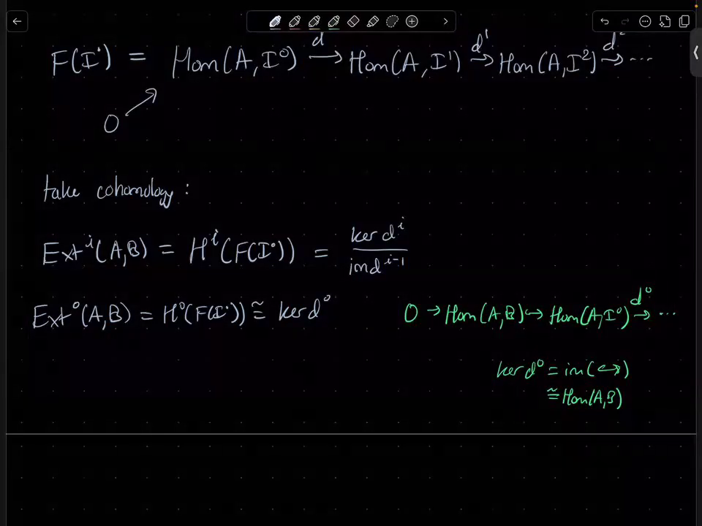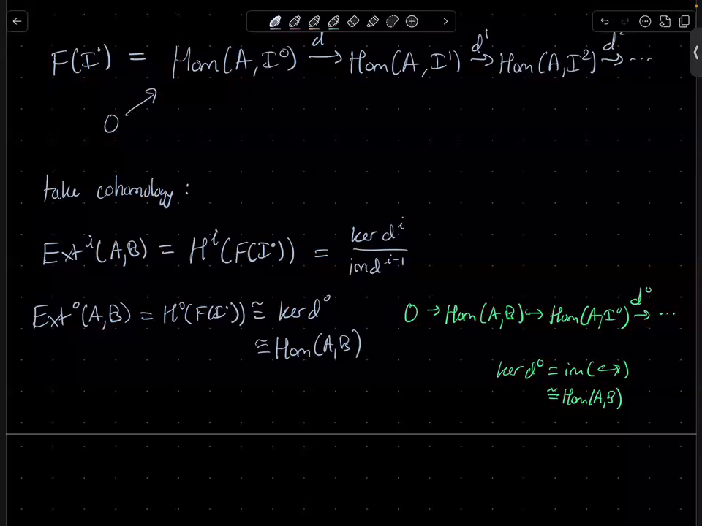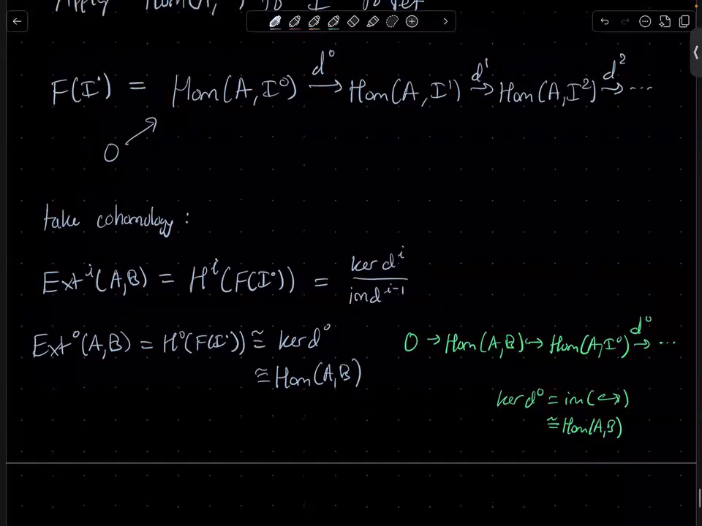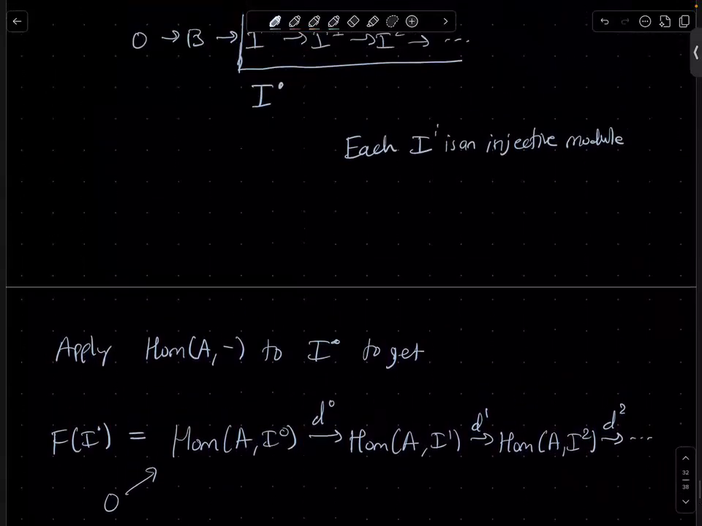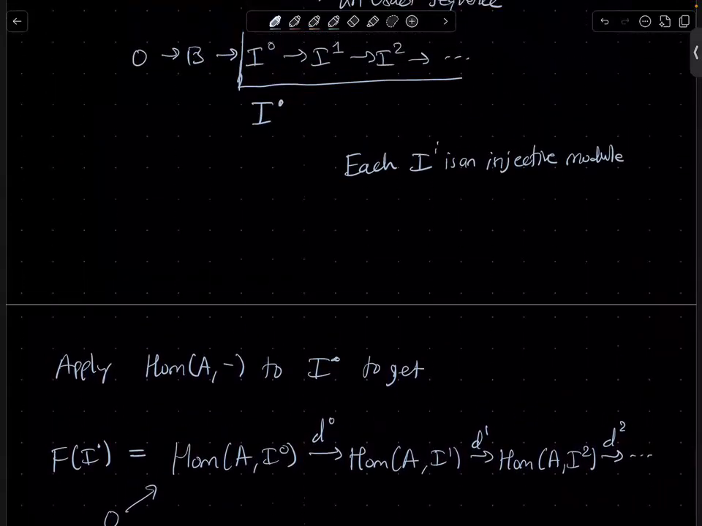So that is to say that this is the 0th Ext group, which is actually just Hom(A, B). That's cool. And so now you may wonder, okay, how do I calculate the other Ext groups? Well, you need to know what these d^i maps are. That will depend on how you chose your injective resolution and the maps there. So you need to be able to actually get your hands on an injective resolution to do this.